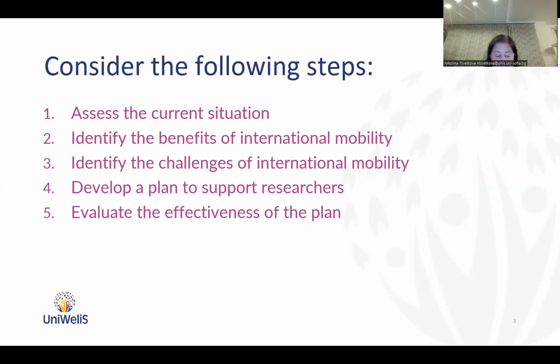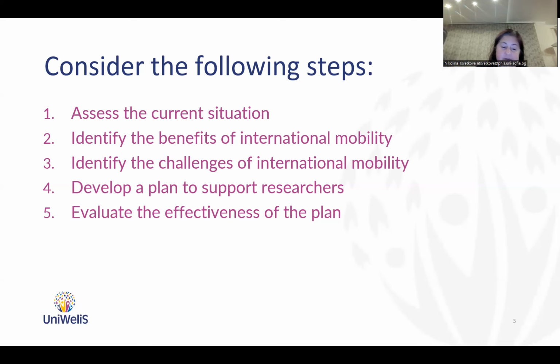Number 4, develop a plan to support researchers. Based on the assessment of the current state of international mobility and the potential benefits and challenges, develop a plan to support researchers on international mobility programs. This plan may involve developing new programs or initiatives, revising existing policies or procedures, providing training or resources to support researchers, or partnering with external organizations to provide additional support and resources.